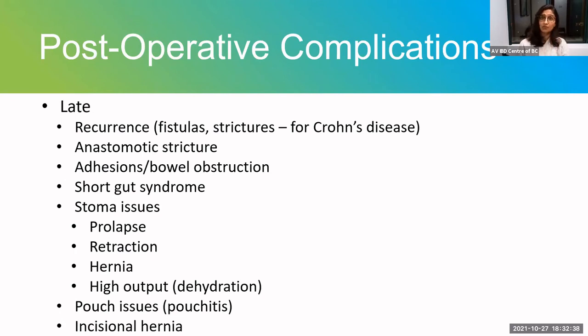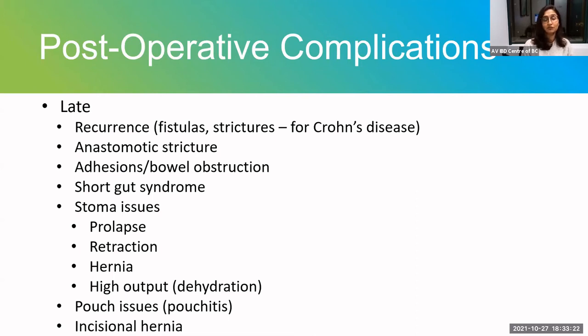Patients can have late postoperative complications, so that can be a recurrence of their Crohn's disease. So they can have fistulas or strictures. They can have anastomotic strictures, and this is not just for patients with inflammatory bowel disease, but any type of anastomosis or connection we make in the bowel is at risk of having a stricture. Patients that have had any type of abdominal surgery are always at risk of adhesions and having bowel obstructions. As I mentioned, with Crohn's disease, we worry about potential short gut syndrome. So if we removed a significant portion of their small intestine and their colon, these patients can have significant implications for nutrition and short gut syndrome.